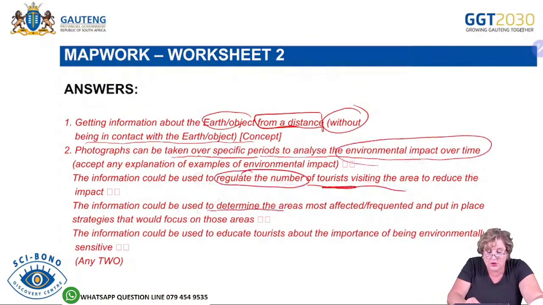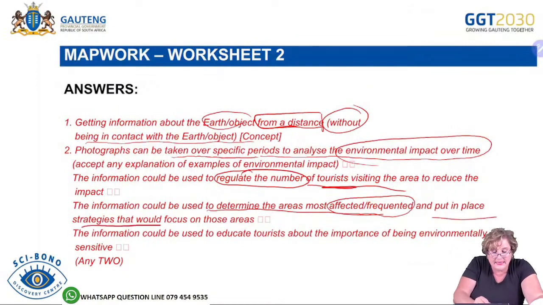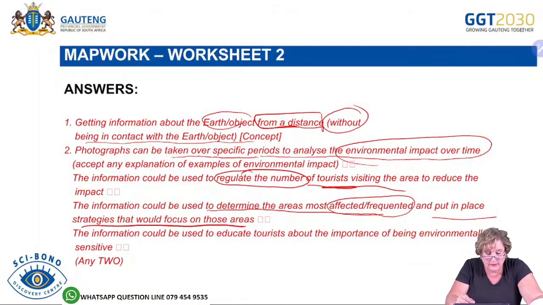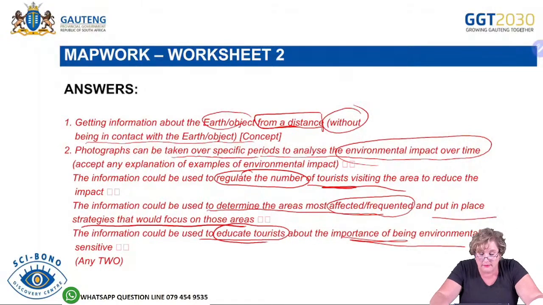Information can be used to determine the areas that are mostly or frequently affected, and put in place strategies that will focus on that area. Or the information can be used to educate tourists about the importance of being environmentally sensitive.